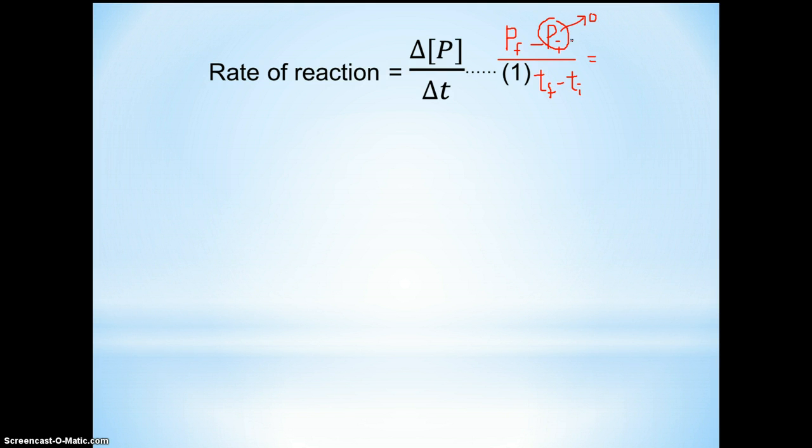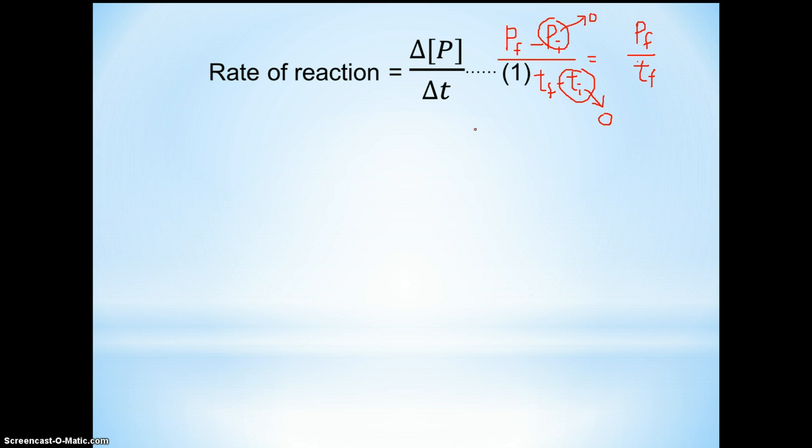So the concentration of the product equals 0. And the time at the very beginning, we count it as 0, so it's also 0. So at the end, you can see the equation can be modified and become the concentration of product over the time taken for the reaction.